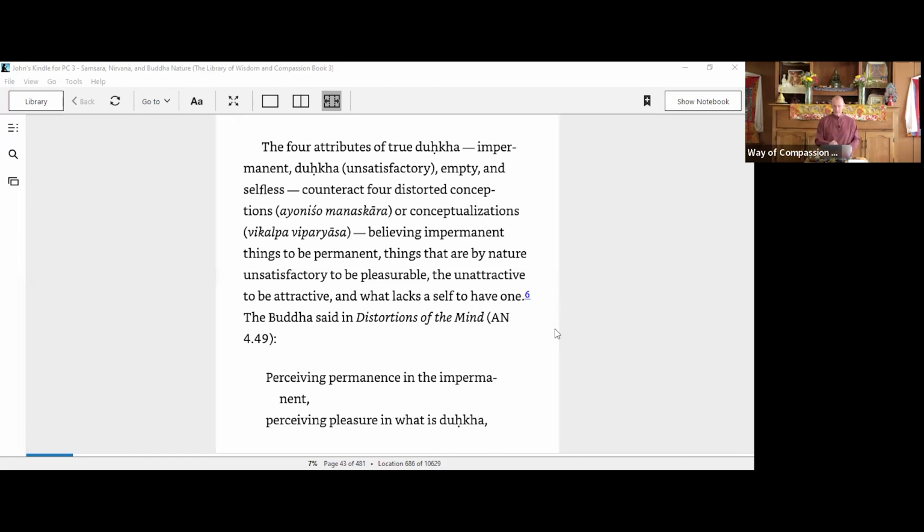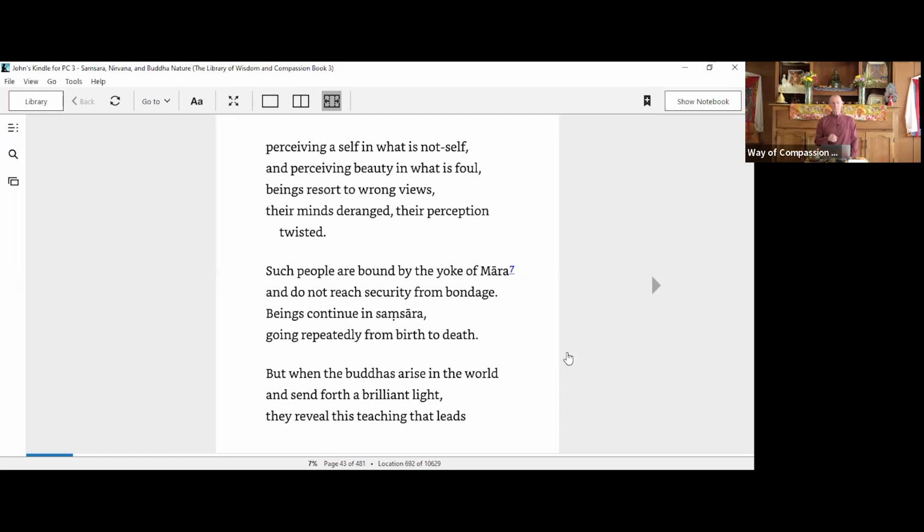The Buddha said, in the distortions of the mind, perceiving permanence in the impermanent, perceiving pleasure in what is dukkha, perceiving a self in what is not self, and perceiving beauty in what is foul, beings resort to wrong views, and their minds deranged, their perception twisted. So this is explaining our human life. We're deranged and our perception is twisted.